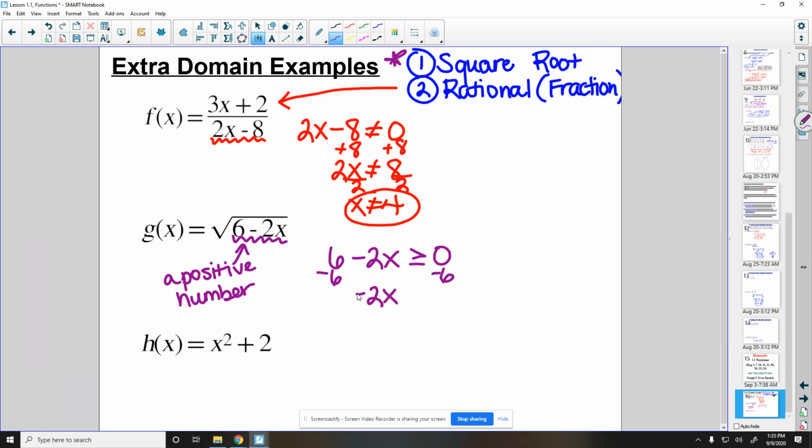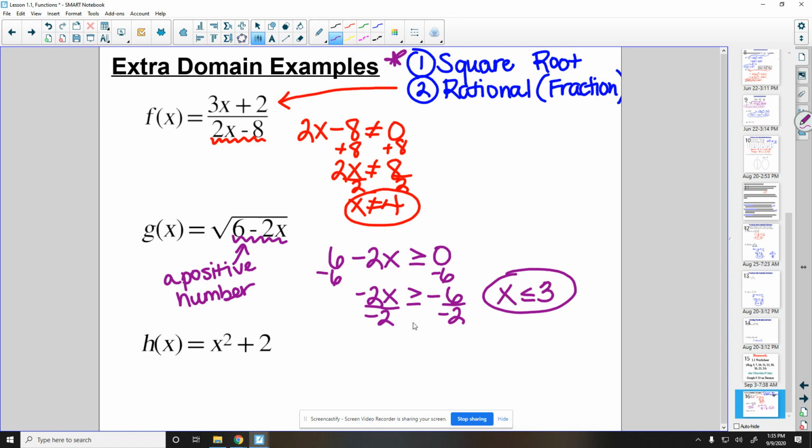So this time, be a little bit more careful than before because when you get to this step and you're dividing, remember you're dividing by a negative, which means you have to flip the sign. So it's going to flip to be x can be anything less than or equal to 3. And that would be describing your domain.